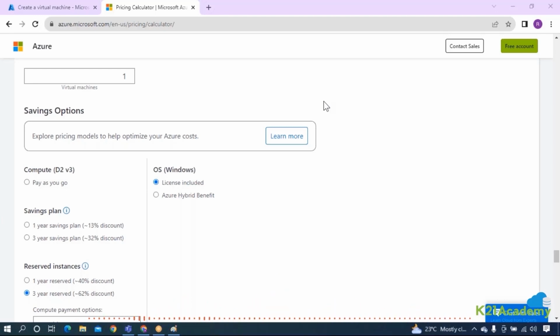Guys, what do you think? Will the cost be the same for all three or different from one another? Definitely different, right? Because it will be on the basis of the usage, how much you are consuming that particular data center, for what long period of time, or whether it has been in use or not.